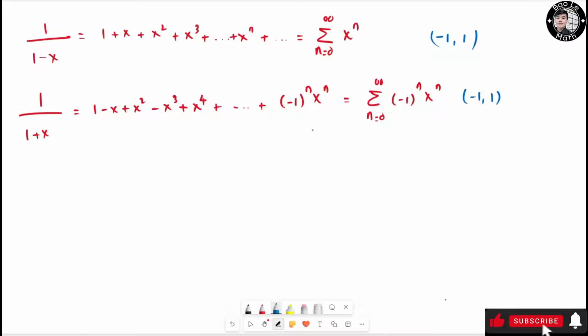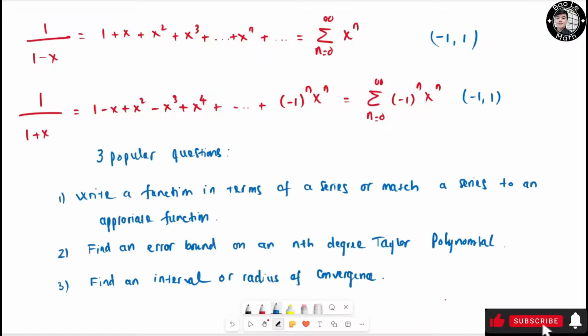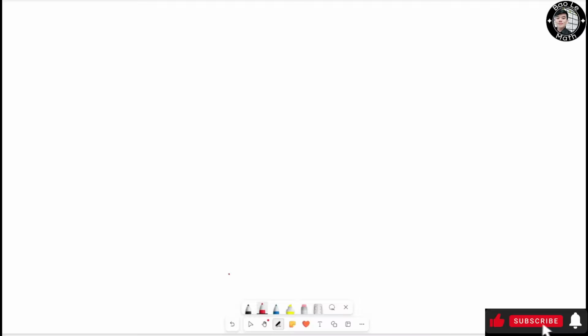Now, three popular questions that you mostly see on the AP Calculus BC exam are: the first one, write a function in terms of a series or match a series to an appropriate function. Second, find an error bound on an n-degree Taylor polynomial. And the third one, find an interval or radius of convergence. Next, we're going to talk about the error bound.